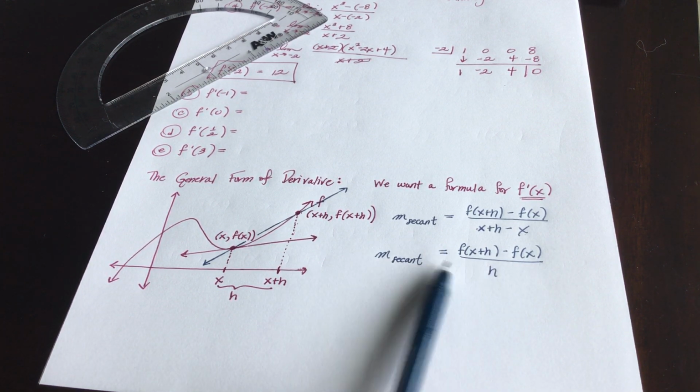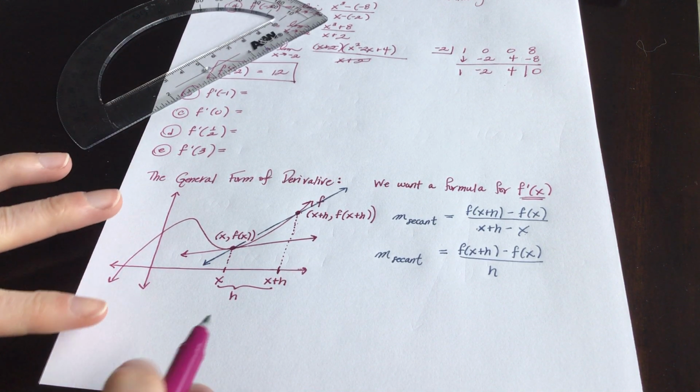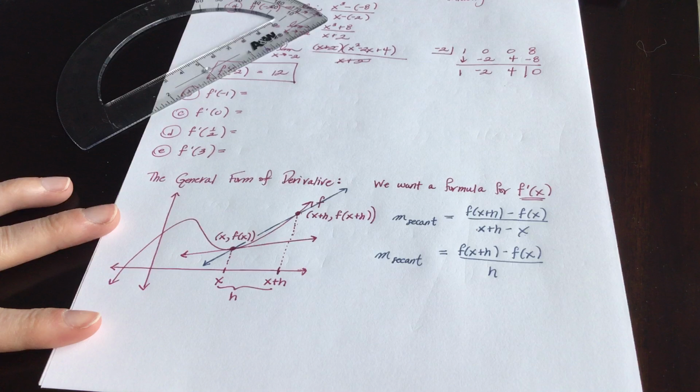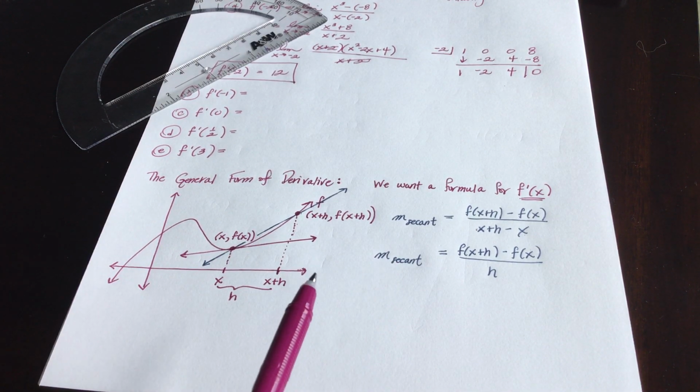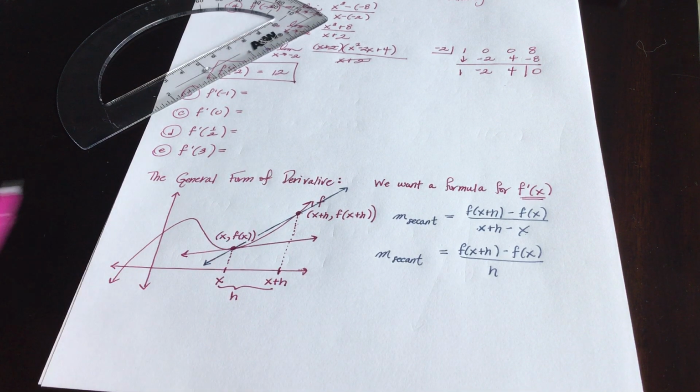Okay, so this would be a formula for the slope of a secant line, but we don't really want the slope of a secant line. We want the slope of a tangent line. So, fun stuff. You need two distinct points to use the slope formula, but we still want the slope of this tangent line.